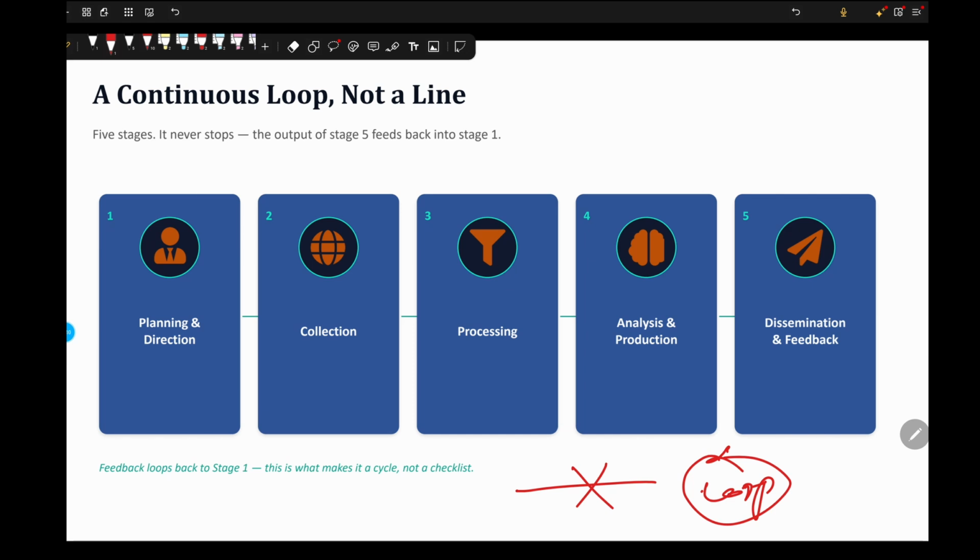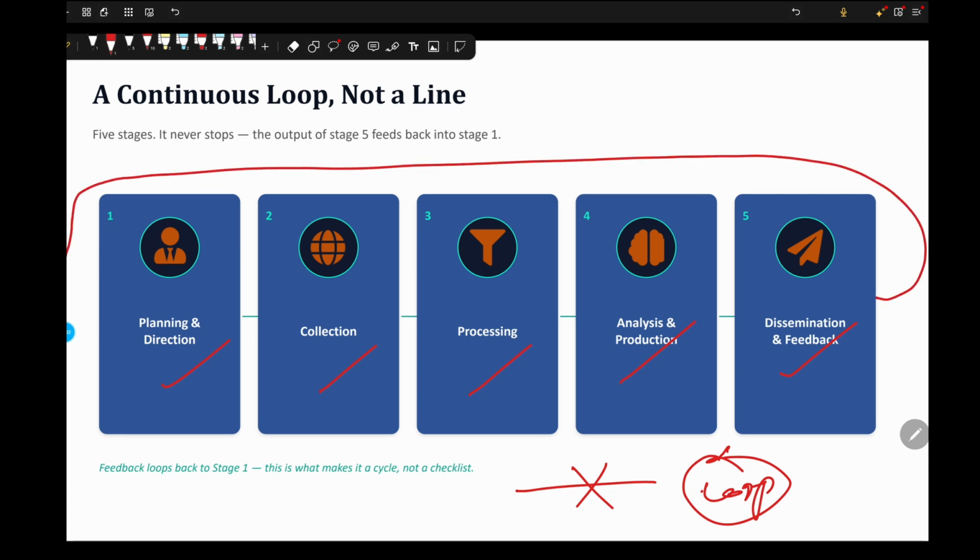And this is important actually. Intelligence isn't a one-time report. It's not a one-time report, it's continuous. So let's look into those 5 stages: planning and direction, collection, processing, analysis and production. Then the final one is dissemination and feedback. And as I said, this is a loop. All right, so let's go around the wheel.